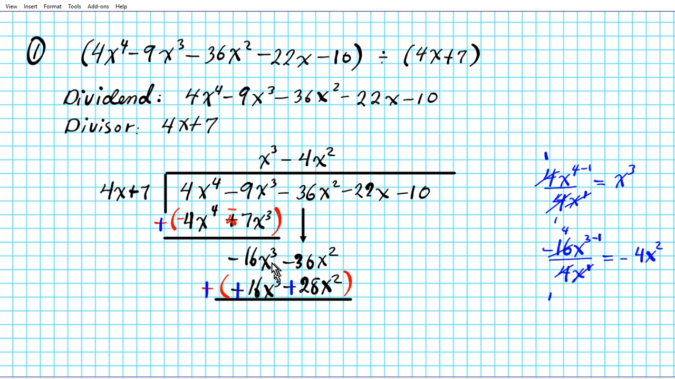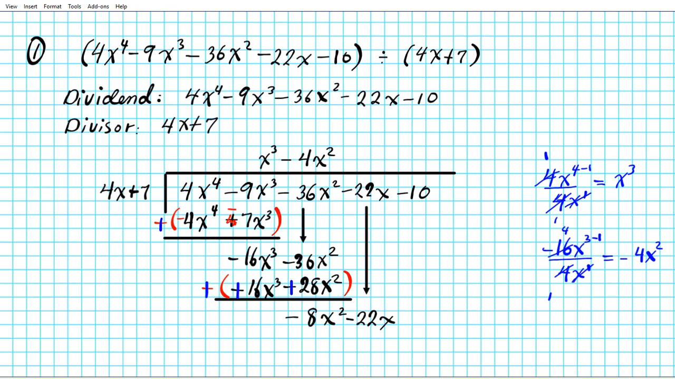Alright, so these two combine to 0. Negative 36x squared plus 28x squared, if you combine it, you get negative 8x squared. And then we will bring down the next term in the descending order of degrees, negative 22x, because we're dividing 2 at a time. Okay? Now what do we do? We repeat the same process again. We're going to keep going until we get to the end, alright?